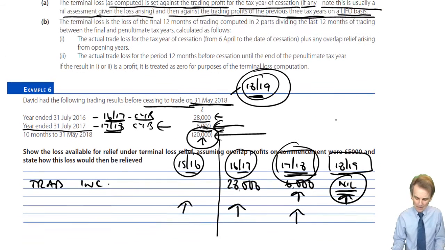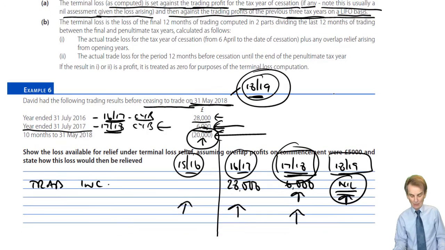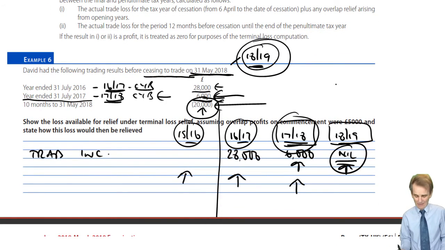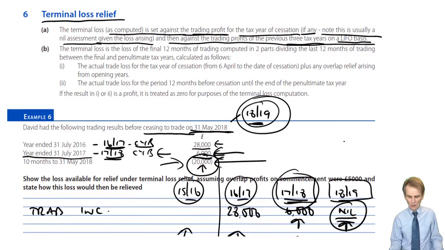So what we're going to be able to do is to work out the amount of terminal loss. Now you might be thinking, well, that's obvious, it's that £20,000, that's the final figure of loss made. No, we've got a very specific calculation of terminal loss that we need to follow. So let's go back to our note.